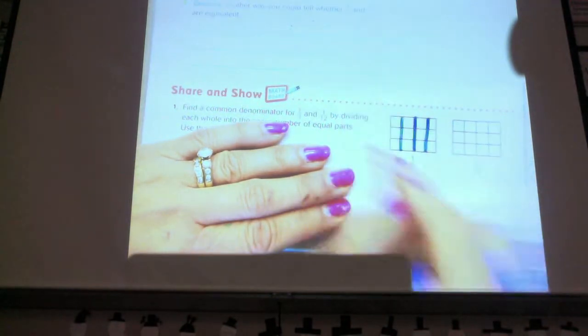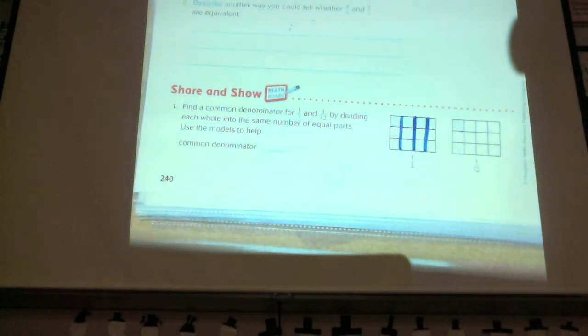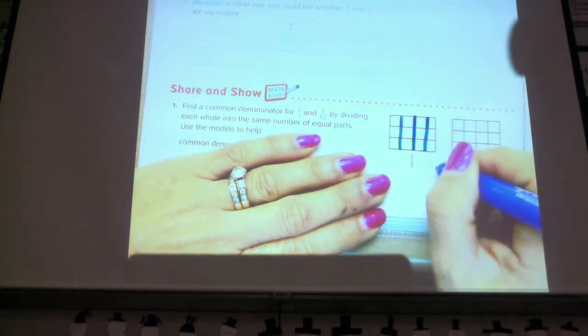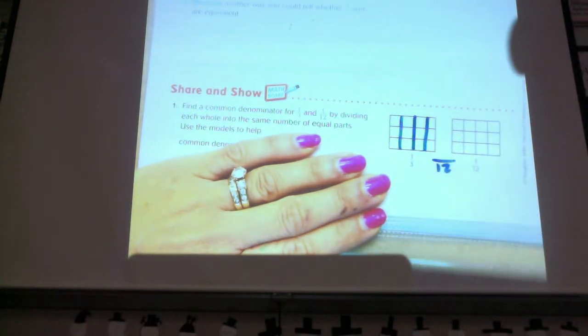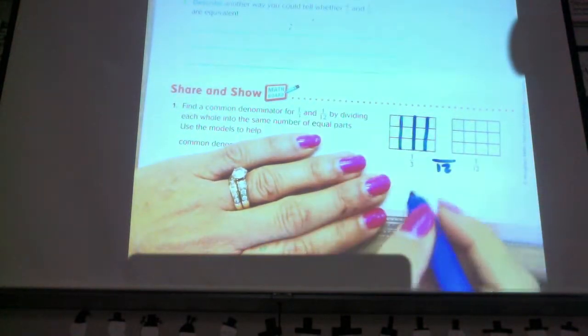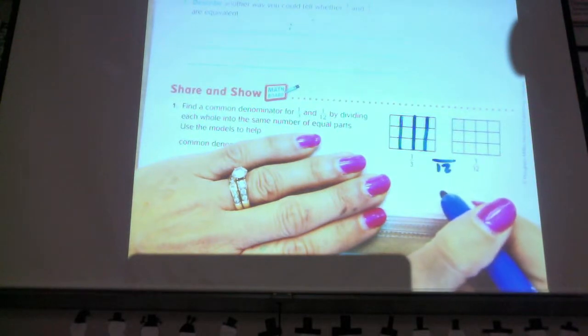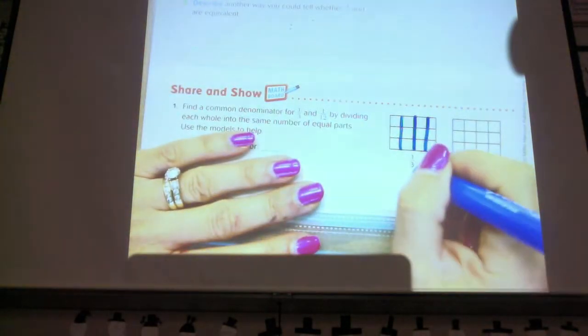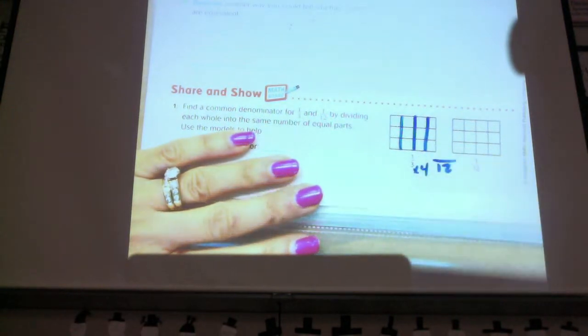How many parts do I have now? No, total. Count them real quick, quietly. How many parts do I have total? 12. So I want to change this denominator to 12. How am I going to get from the 3 to the 12? Raise a quiet hand if you can tell me. Multiply it by 4. Times 4 equals 12.